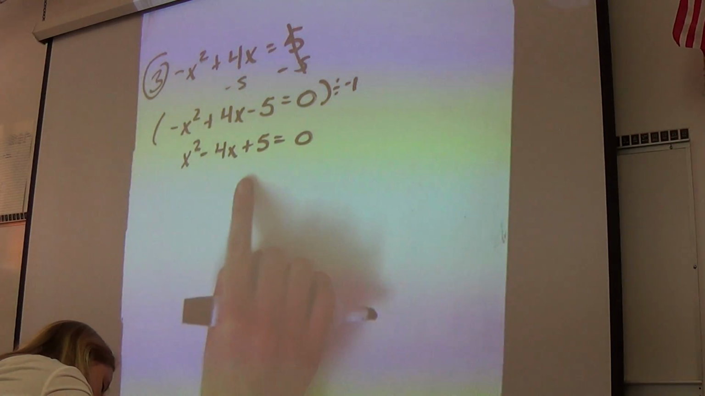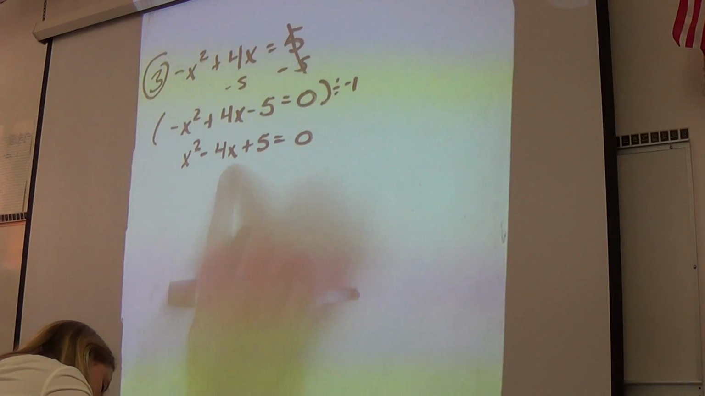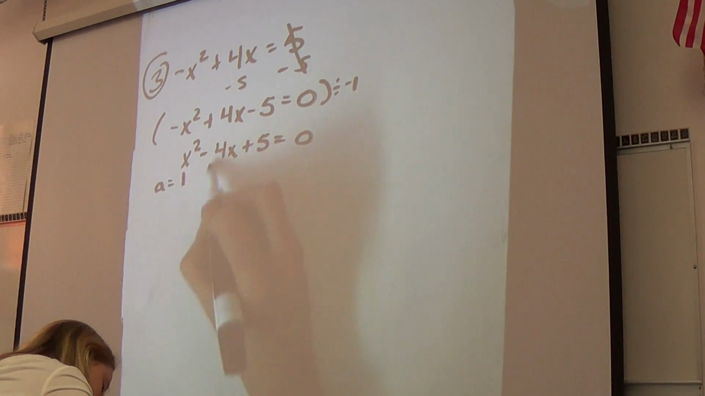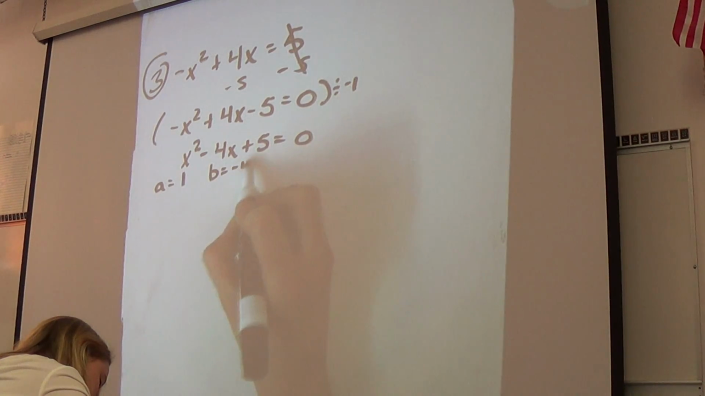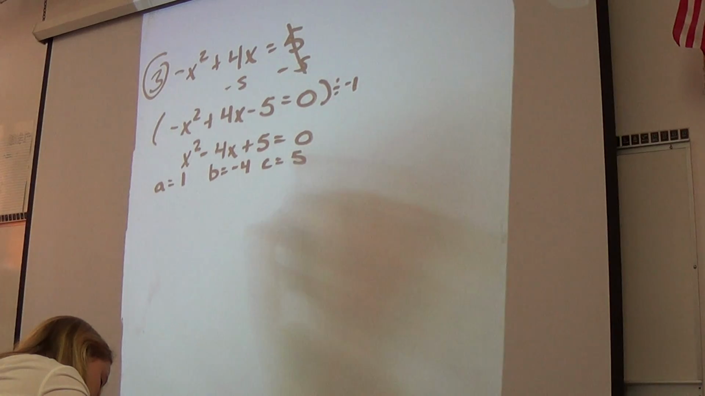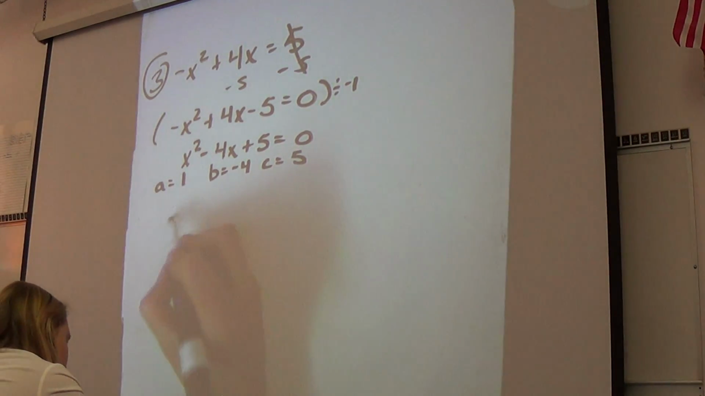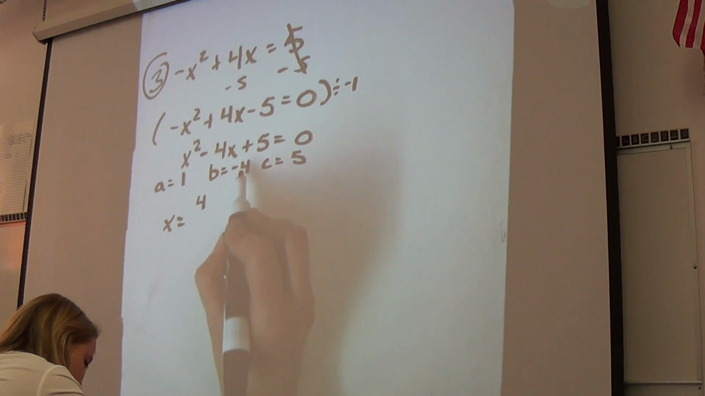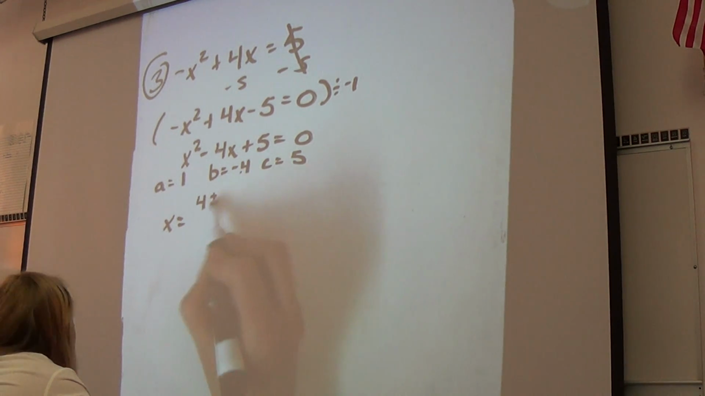This will not factor. Nothing multiplies to make 5, adds to make 4. So I'm going to go to quadratic. What is my A? 1. B? -4. C? 5. Plugging it in, I get x equals what? 4. Notice they changed it to a positive because I took a negative of a negative. Plus or minus square root.